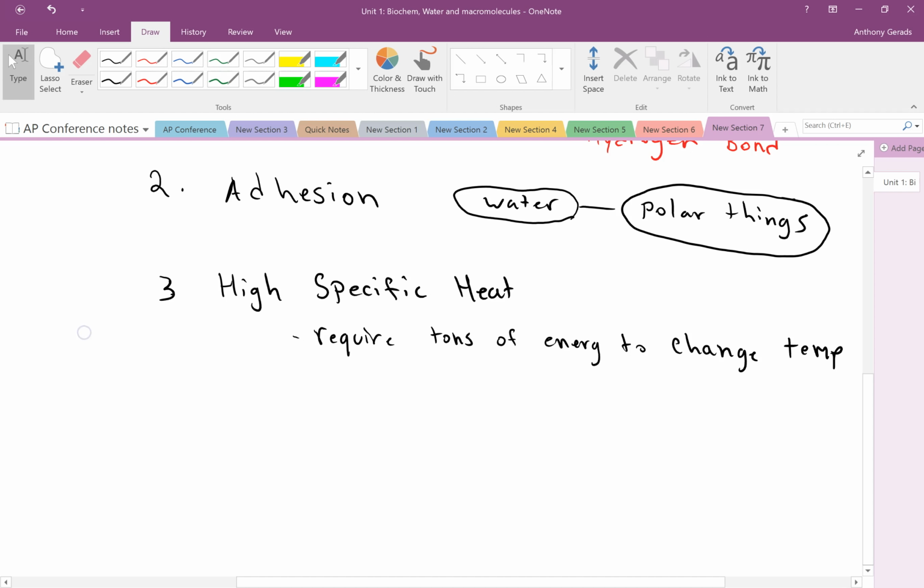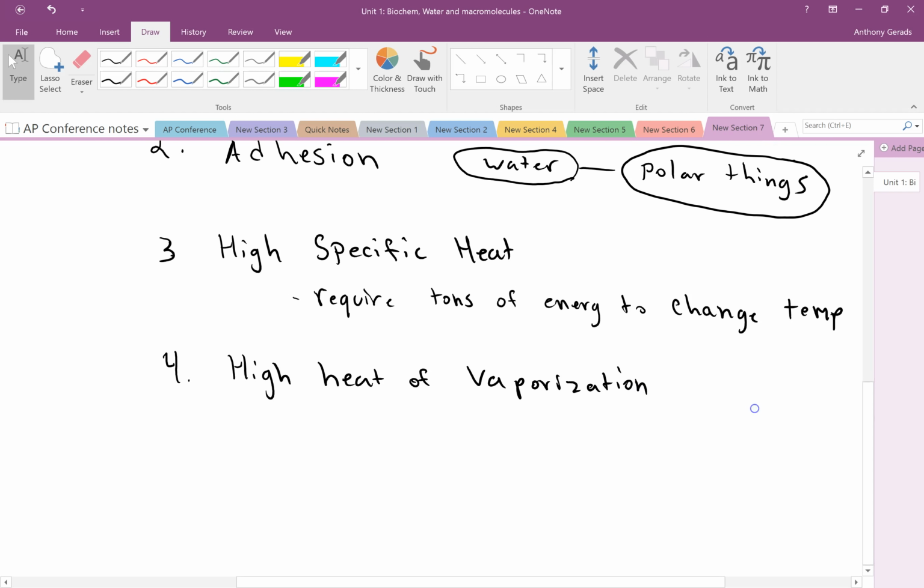Number 4. Something to do with boiling, basically. It's got a high heat of vaporization. Sorry, my writing is basura. All right. High heat of vaporization, meaning it requires a lot of energy for it to change state. So for water to become vapor, it means it has to go from liquid to a gas. It requires a lot of energy to do that. So temperature-wise, it usually happens at 100 degrees Celsius.